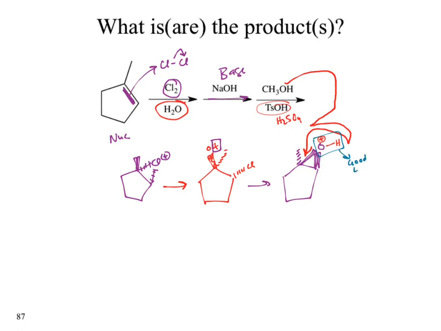good leaving group with it already being charged. It starts to bust open right away. Okay. The result, the stereochemistry at that position does not change because no chemistry happened at that carbon. What's the stereochemistry at the other position? What do I have?